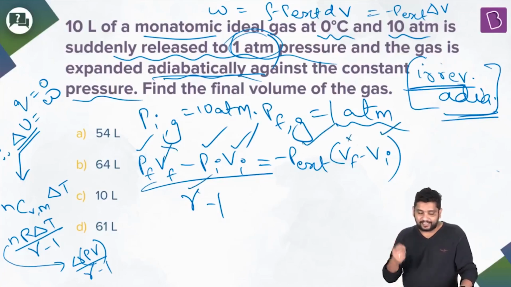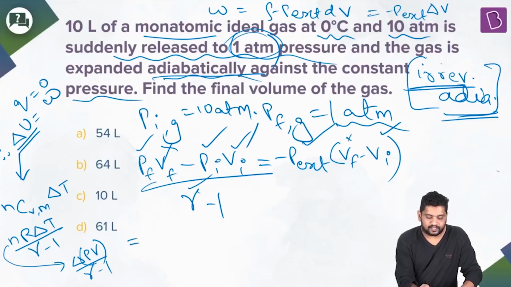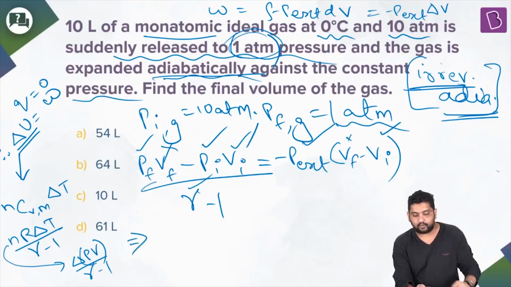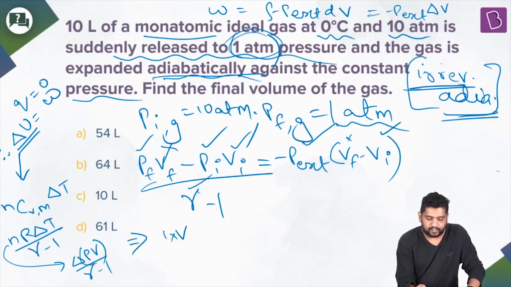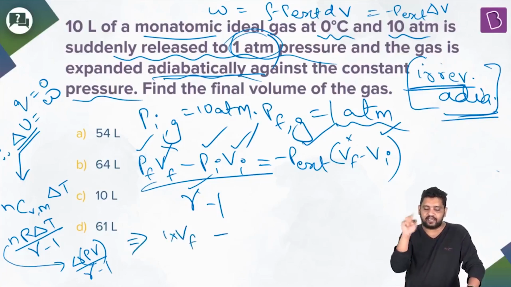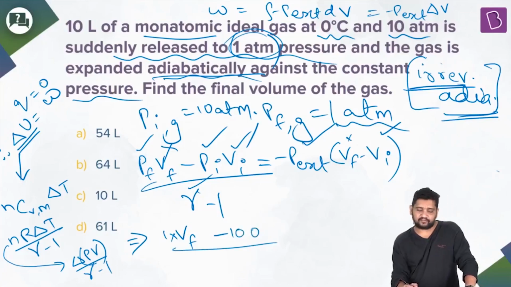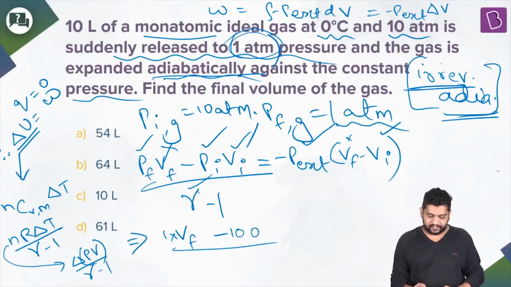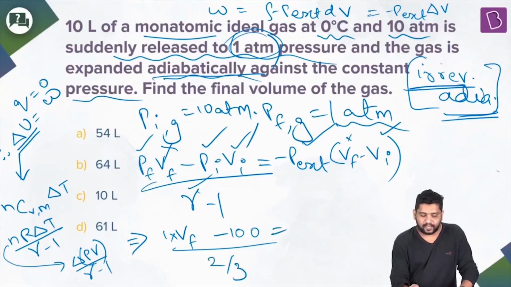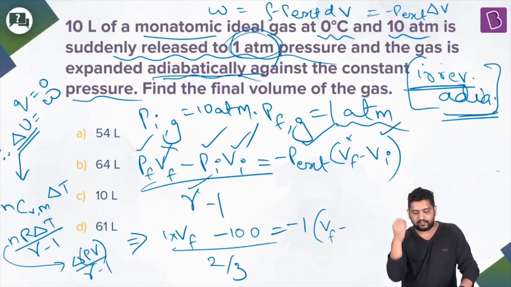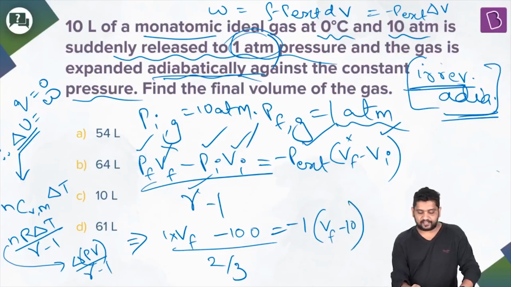So obviously, we get a linear equation here, right? So what is that going to be? P final was 1, right? So 1 into V final minus P initial V initial, which was 10 into 10, 100, divided by gamma minus 1. Gamma of monoatomic gas is 5/3, so gamma minus 1 is 2/3. Let me write it as 2/3 in this step. This should be equal to minus P external, which is obviously minus 1, into V final minus V initial, which was of course 10. This is my equation.